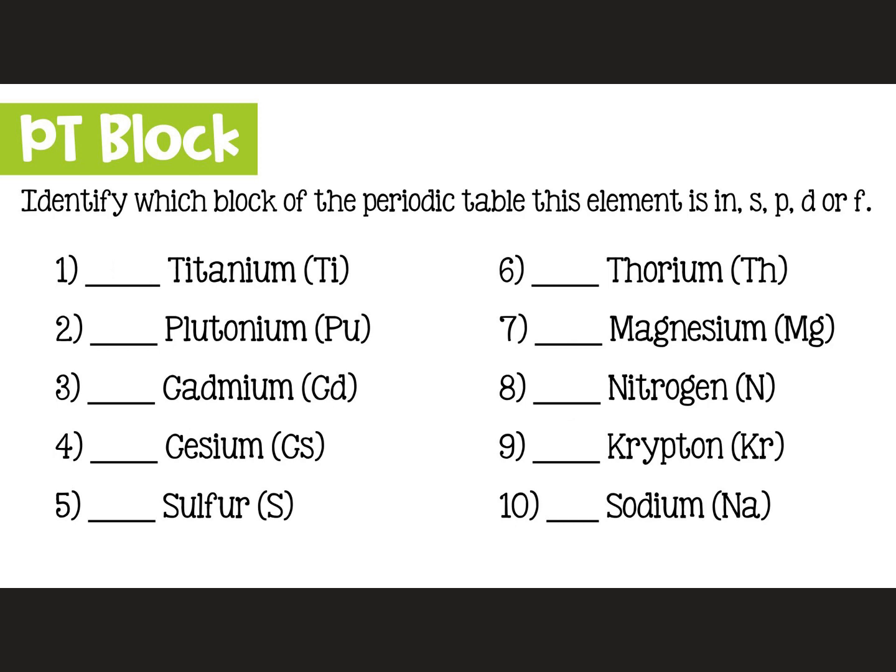And finally, sodium, Na, or atomic number 11, is on the left side of the periodic table in the S block. Notice how the S block is the first 2 rows, the D block is the next 10 rows, and the P block is the last 10 rows, with the F block being at the bottom of the periodic table.